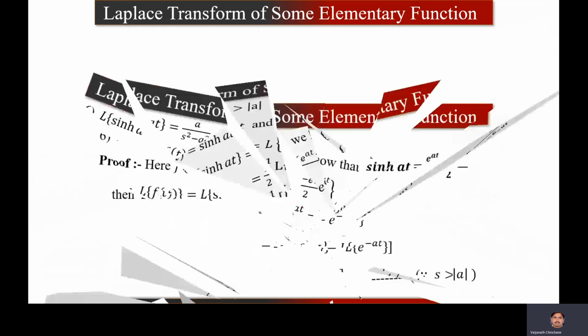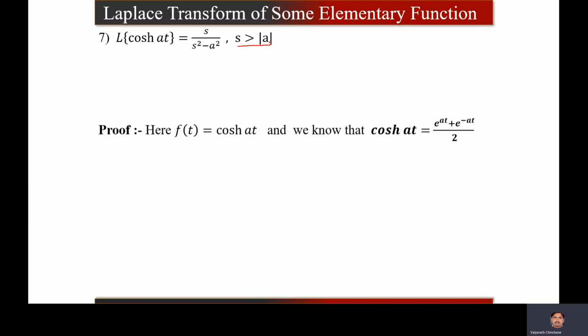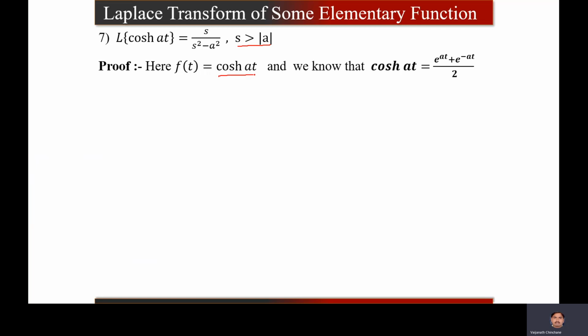And we see the next example, that is Laplace transform of cos hyperbolic at, that is s upon s square minus a square, also for s greater than mod of a. Now here, what is your f of t? F of t is cos hyperbolic at, but we know very well that cos hyperbolic at is e raised to at plus e raised to minus at divided by 2, and therefore Laplace of f of t means Laplace of this term.